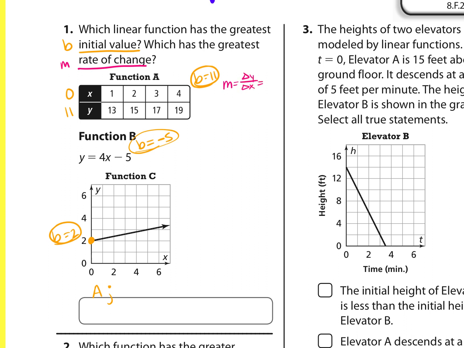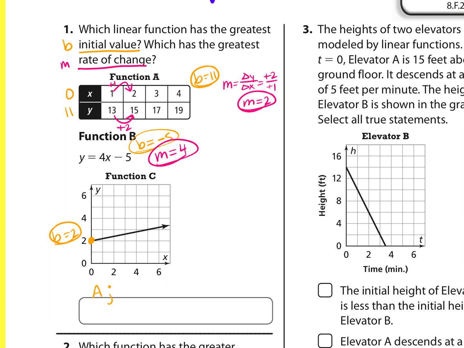the change of x. So I could take these first two ordered pairs and say 13 to 15 adds 2, and 1 to 2 adds 1. So positive 2 over positive 1 is a slope of 2. I can see that my slope would continue to be 2 every time. For function b, the slope is 4. I just looked at my equation.